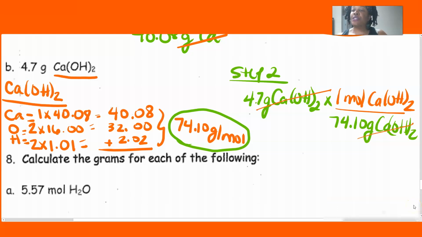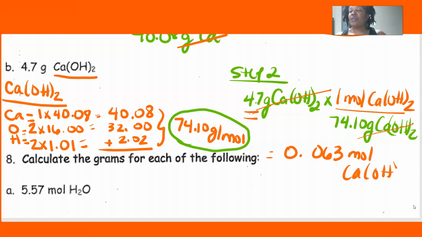So now what you're going to do is simply divide. Punch in that number, 4.7 times 1 is 4.7, and then divide that by 74.10, and you get 0.063. Okay? And you need 2 significant digits in your final answer. Moles of calcium hydroxide. And that's it. So I've just worked out 2 problems.